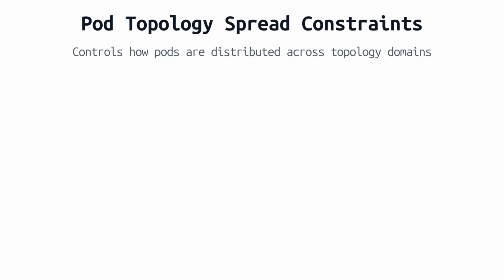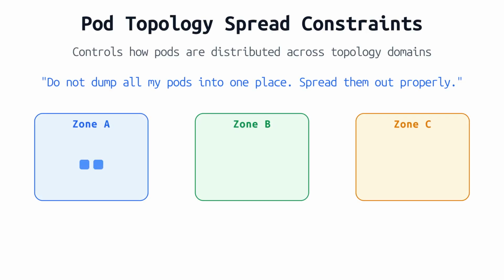This is exactly where Pod Topology Spread Constraints comes in. It tells Kubernetes, do not dump all my pods into one place. Spread them out properly. Instead of letting the scheduler pack everything into a few nodes or a single zone, you can control how evenly the pods are distributed.